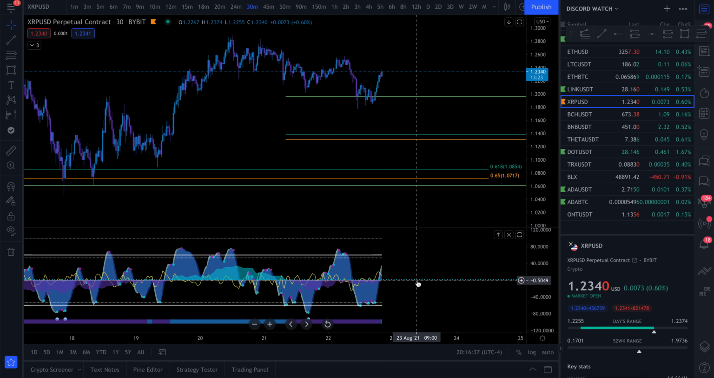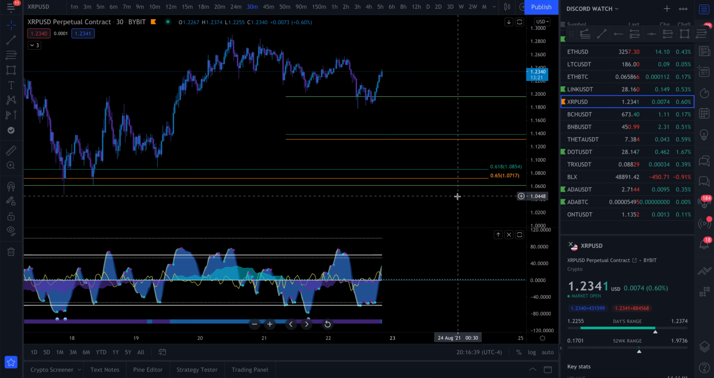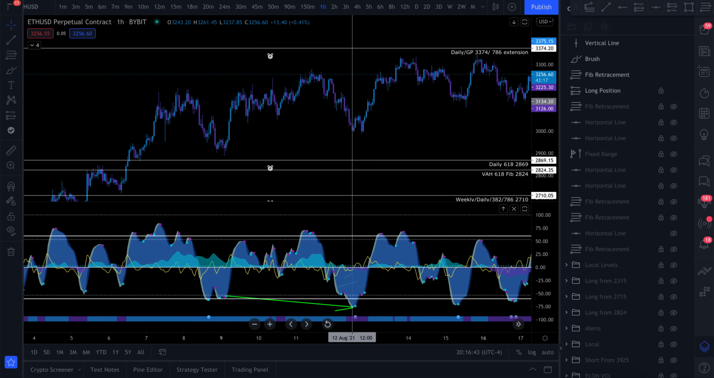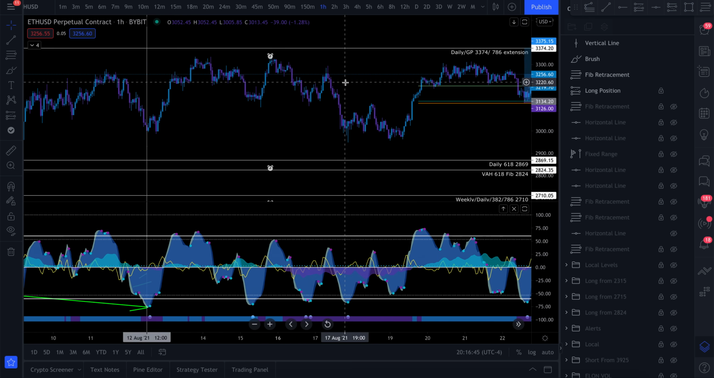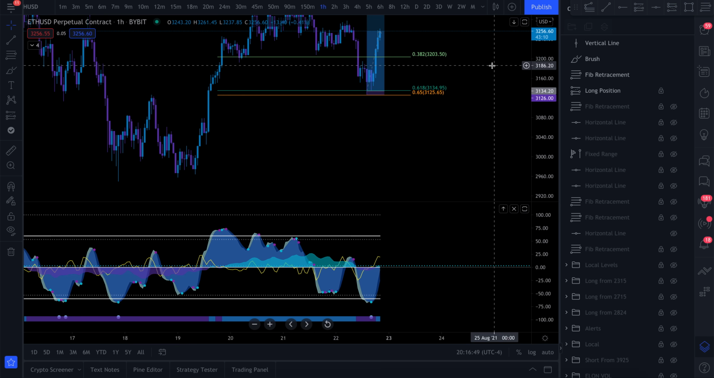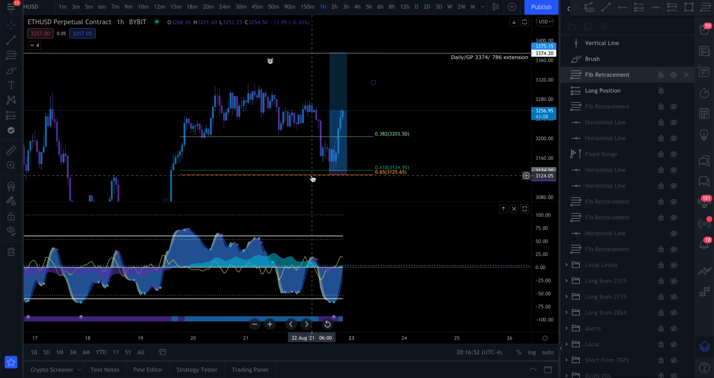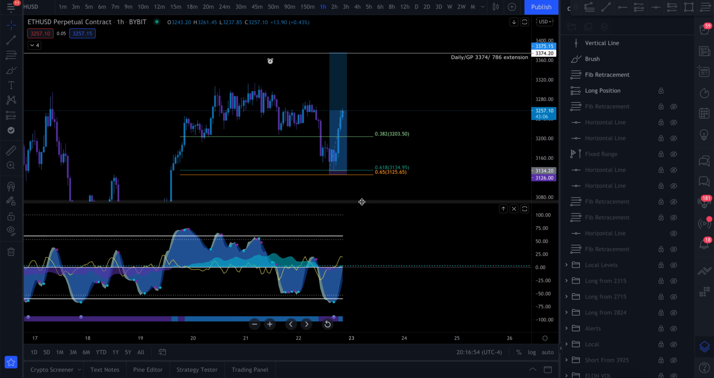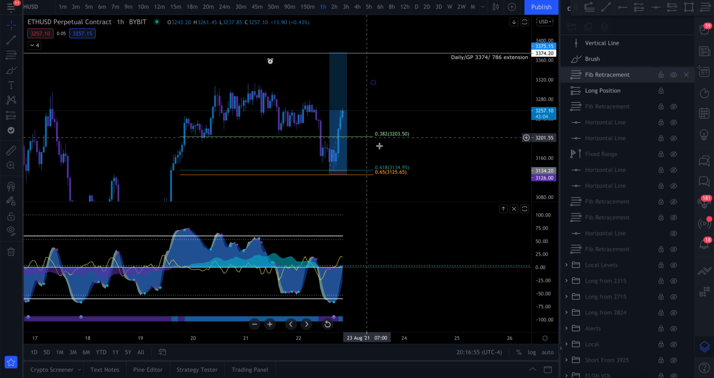But that's pretty much what I wanted to show you today: to predict those nice pumps, you're going to wait for a hidden divergence on the 1 hour, a regular divergence on the 6 minute, and preferably coming down to a very important level of support or resistance. It doesn't have to be a fib level. It could be any level of support or resistance you have on your chart.